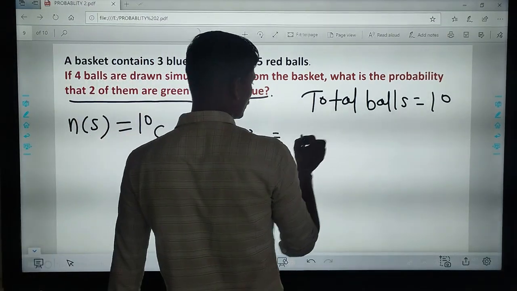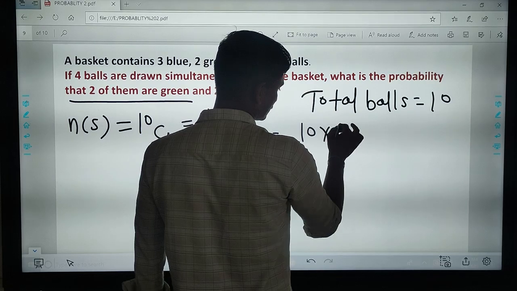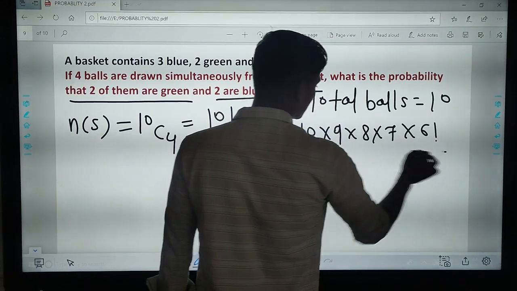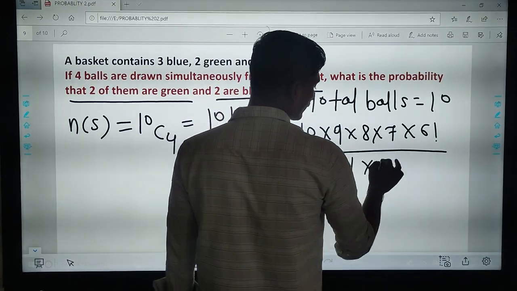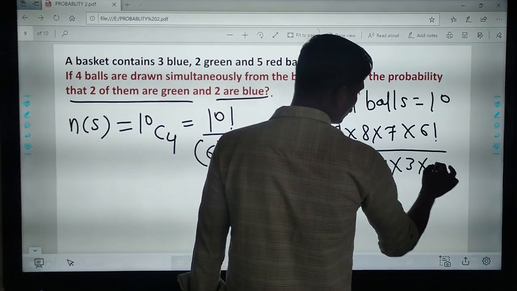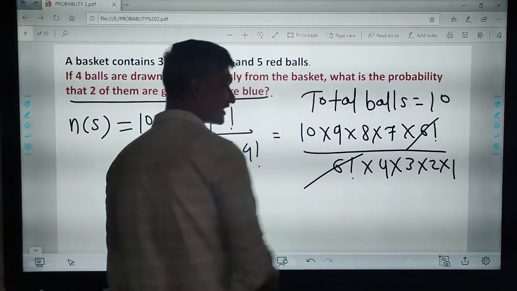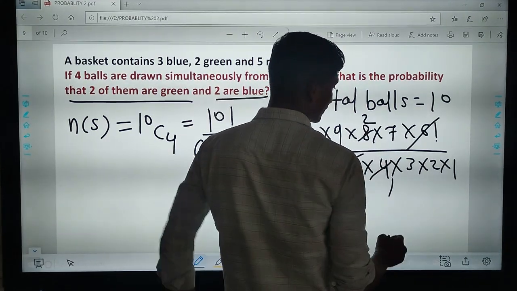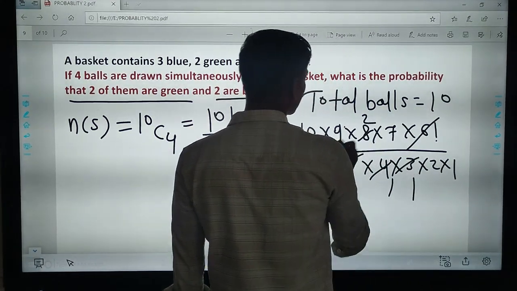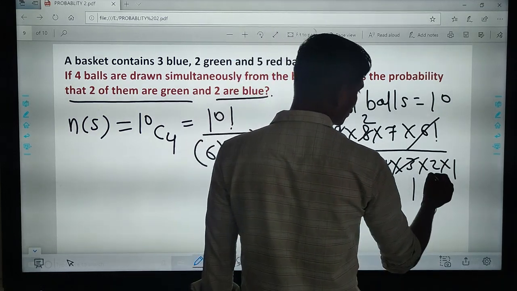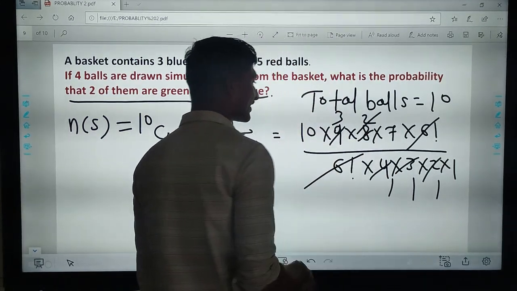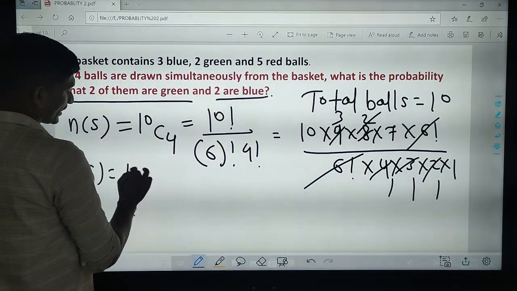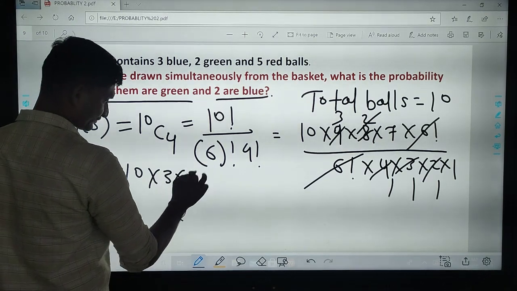Now here we calculate from this 10 into 9, 8, 7 into 6 factorial divided by 6 factorial into 4 factorial, which means 4, 3, 2 into 1. 6 factorial gets cancelled. Then 4 1s are 4, 4 2s are 8. Now here 3 1s are 3, 3 3s are 9. Here 2 gets cancelled. Now here remains N of S is equal to 10 into 3 into 7.